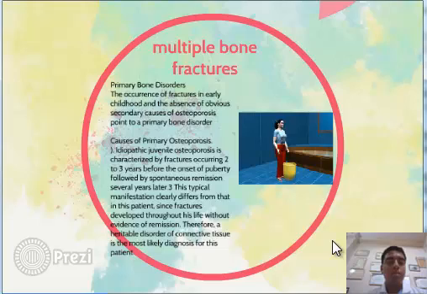Multiple bone fractures. Primary bone disorders: the occurrence of fractures in early childhood and the absence of obvious secondary causes of osteoporosis point to a primary bone disorder. Causes of primary osteoporosis: idiopathic juvenile osteoporosis is characterized by fractures occurring 2 to 3 years before the onset of puberty, followed by osteoporosis remission several years later. This typical manifestation clearly differs from this patient, since his features develop throughout his life without evidence of remission. Therefore, a hereditary disorder of connective tissue is most likely diagnosed for this patient.